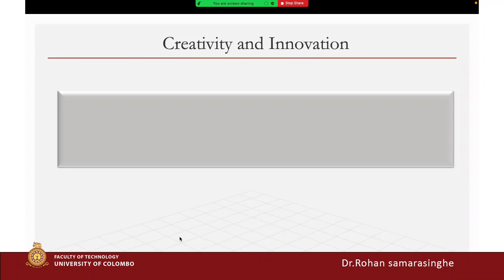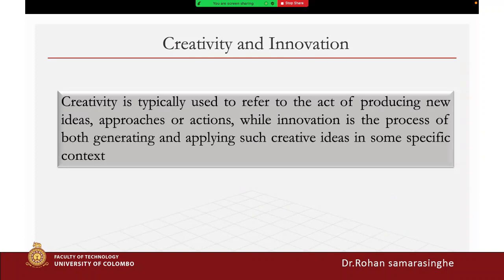So when you consider creativity and innovation, creativity is typically used to refer to the act of producing new ideas, approaches or actions. Then what is innovation? Innovation is the process of both generating ideas and applying such creative ideas in some specific context.